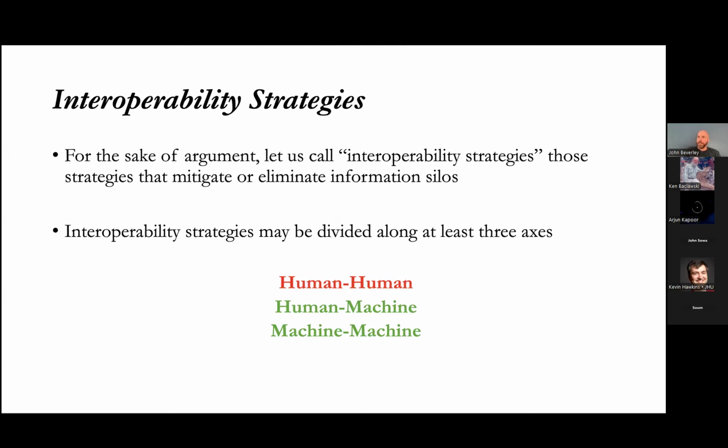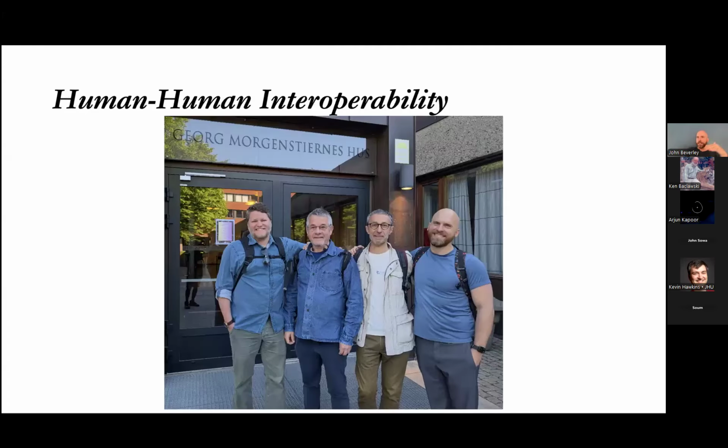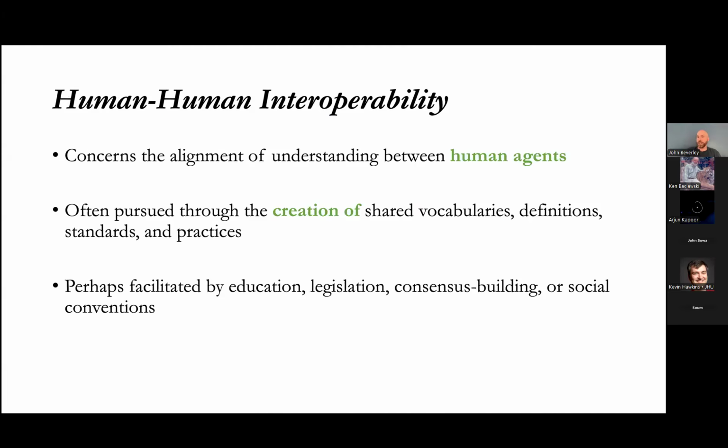So there's a human-human axis of interoperability. And what is this? Look at these guys, all chummy. It's the social aspect. A couple of years ago, DOLCE folks wouldn't be talking to the BFO folks, right? UFO folks would, but human-human interoperability is important. We have to come together and we have to communicate. We have to understand one another. This is alignment between humans. You often see this through creation of shared vocabularies and definitions and standards and practices, things that you and I ingest, sometimes facilitated by education, legislation, consensus building, etc.